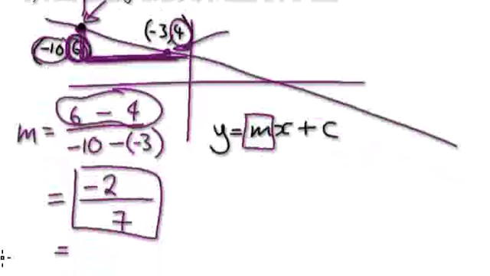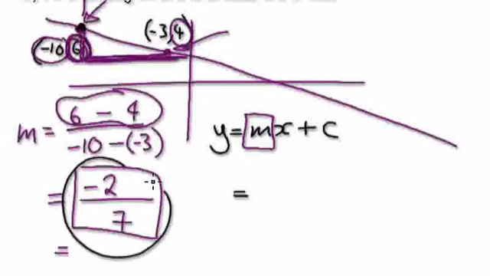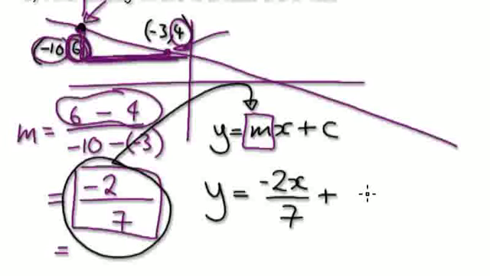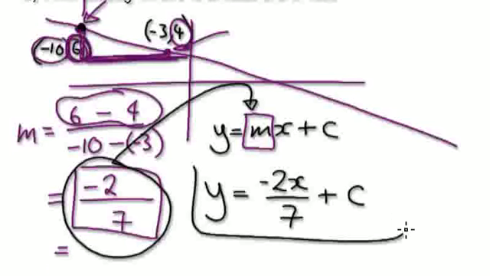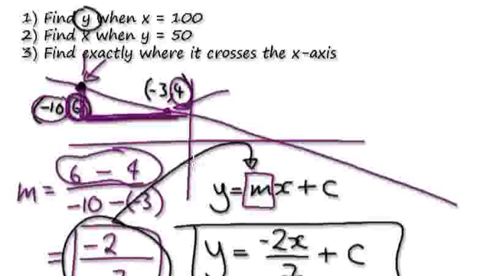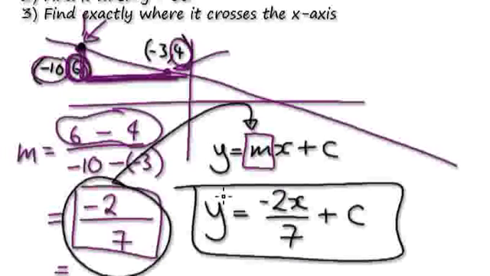Now that we've got the gradient, let's put this into the m here. So y equals minus 2x over 7 plus c. Now at this point here we need any point on that line. So let's choose this point here.